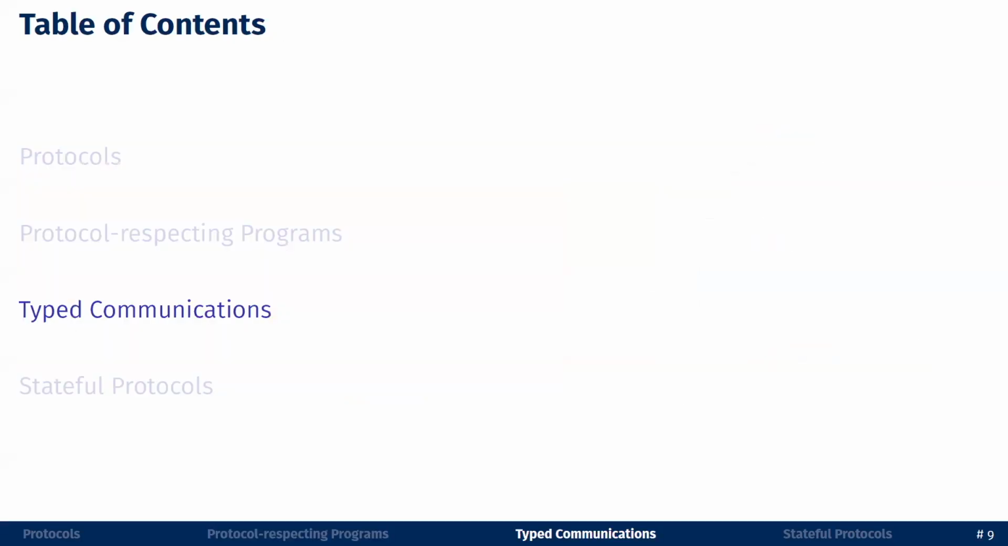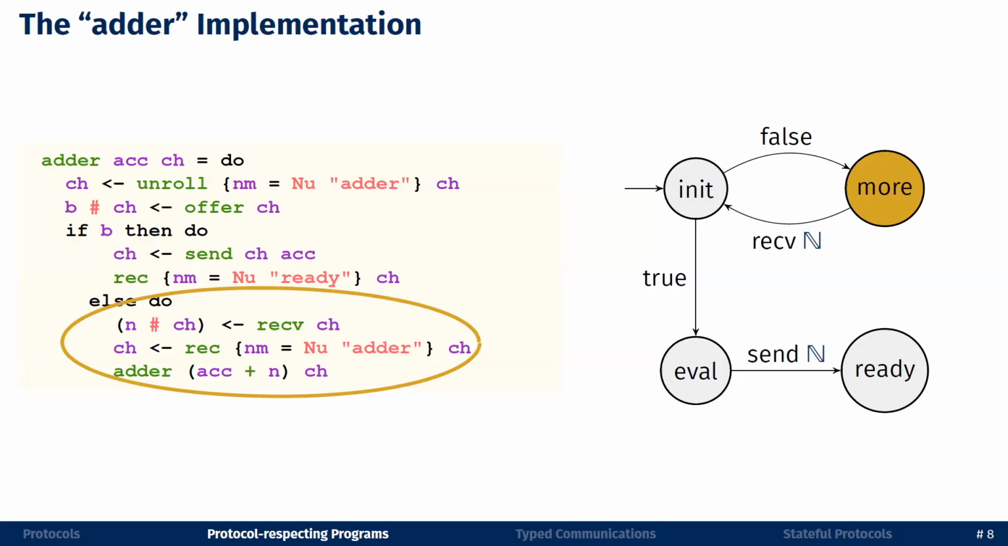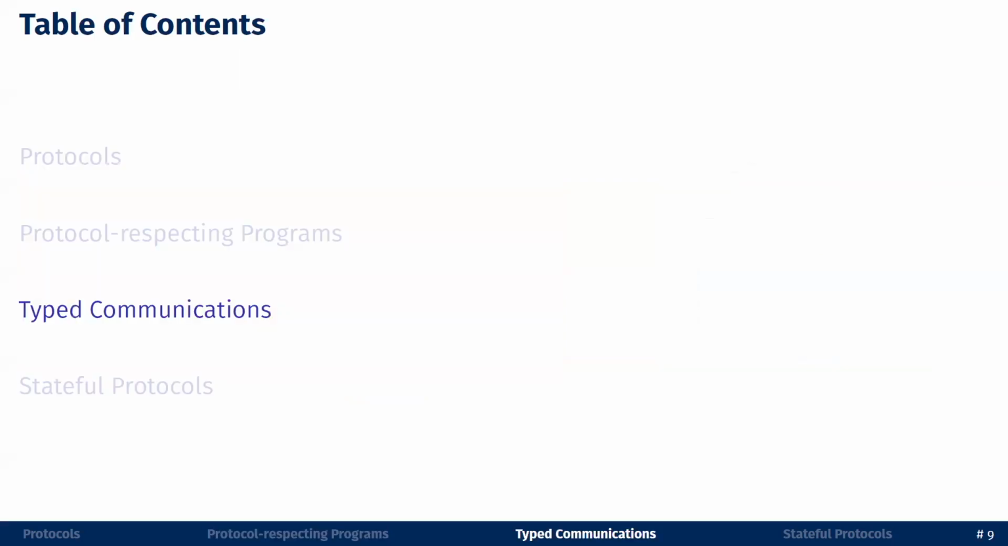So here we jump back in the protocol using rec, and then we call ourselves recursively, because we are now in such a state in the protocol that the recursive call will actually type check with the extra arguments.